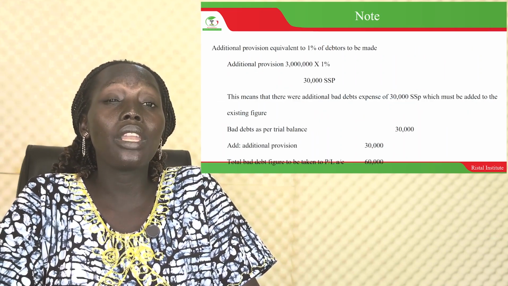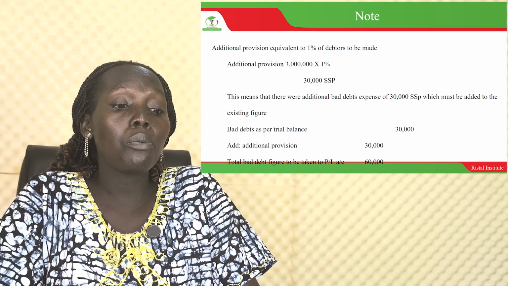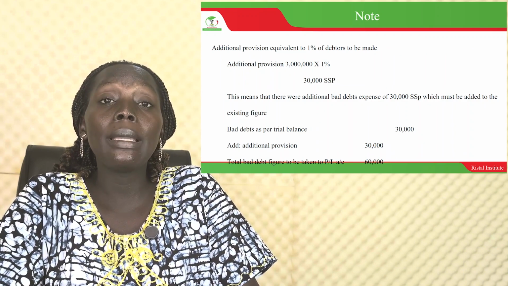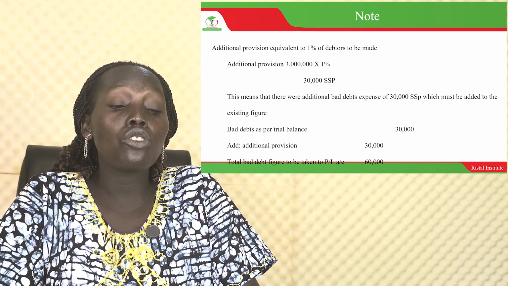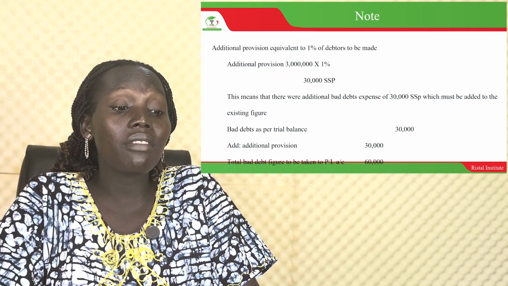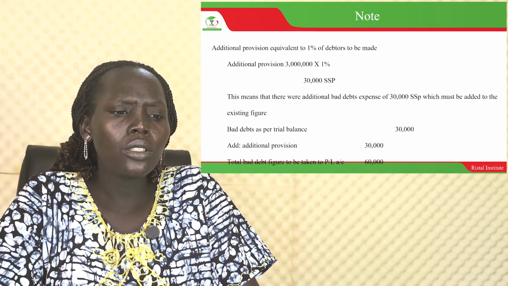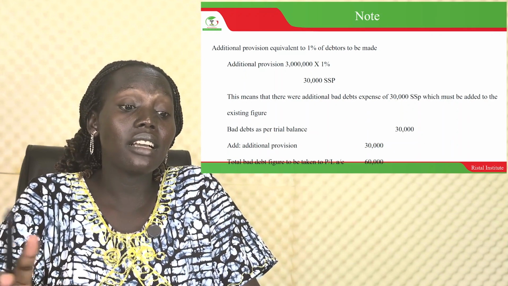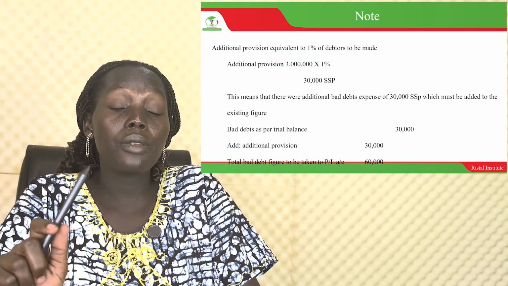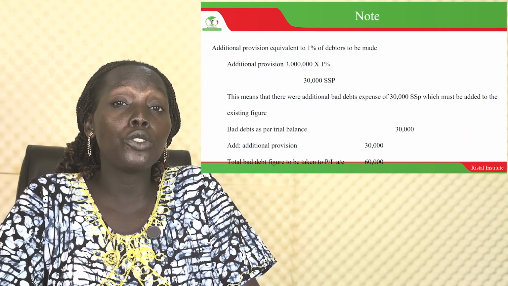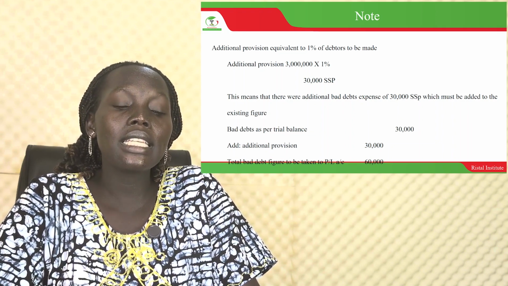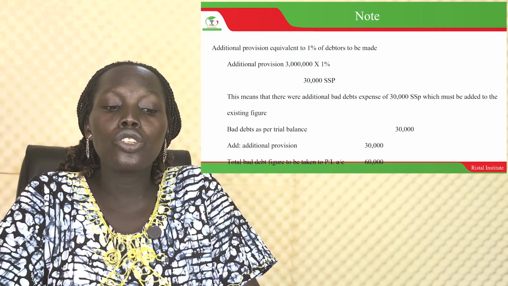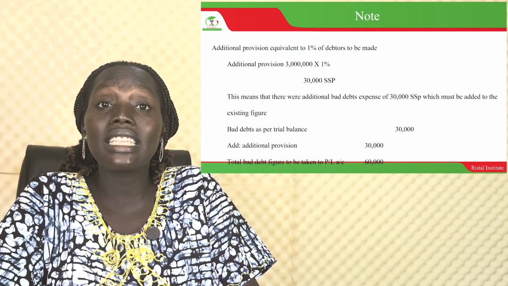And then they would also have given us that additional provision equivalent to 1% of debtors to be made. So the additional provision of 1%, we get that they have given us what is the amount of debtors. The debtors were 3 million. So we get 3 million times 1%, which is 30,000 SSP. So this means that there were additional bad debt expenses of 30,000.